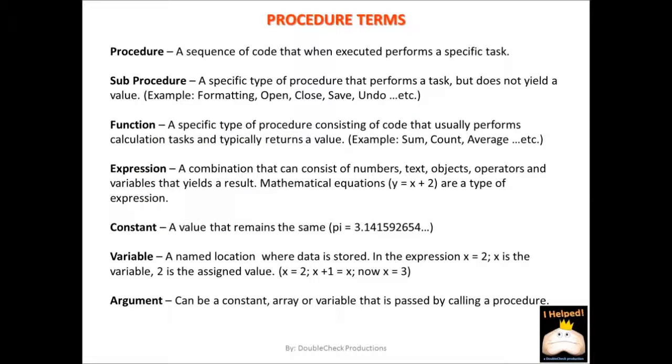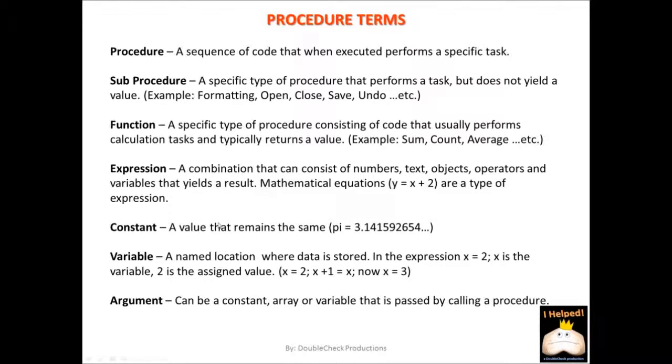Okay, so here we have some terms. We have procedure, that's going to be your code. And there's types of procedures. There's a sub-procedure, which typically performs a task like opening, closing, or moving things around. A function is a term reserved for something that returns a value. You have input, like an argument input, and it returns a value. An expression is what we typically think of whenever it comes to math, like y equals x plus 2. That's referred to as an expression.